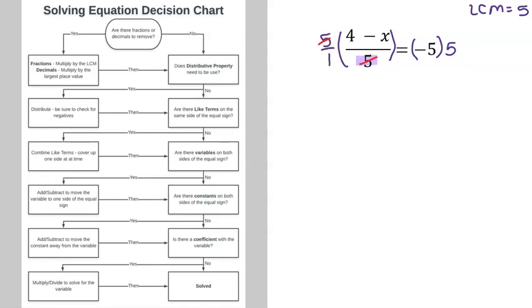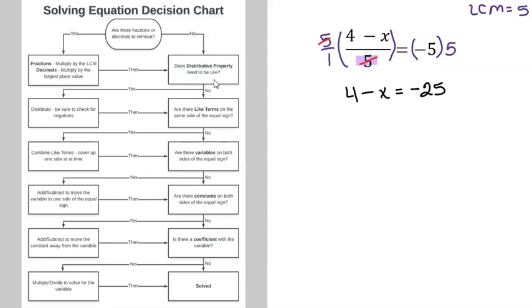And so all I have to bring down then on this left-hand side is 4 minus x equals, on the right-hand side, I have negative 5 times 5. Well, again, multiplying different signs, your answer is a negative, and 5 times 5 is 25. So I have 4 minus x equals negative 25. All right, so I got rid of my fractions.